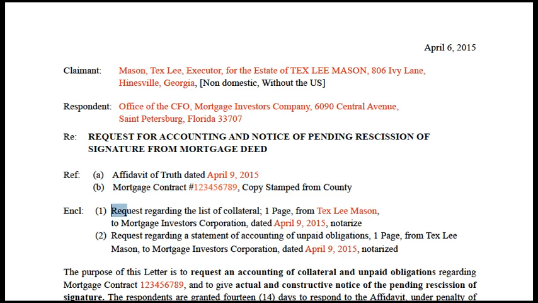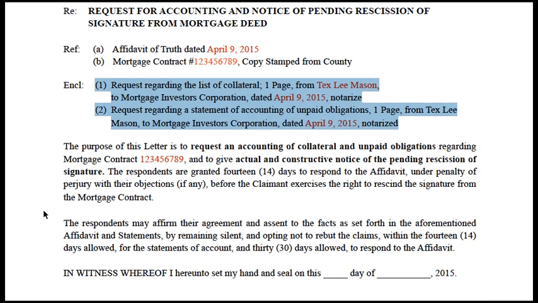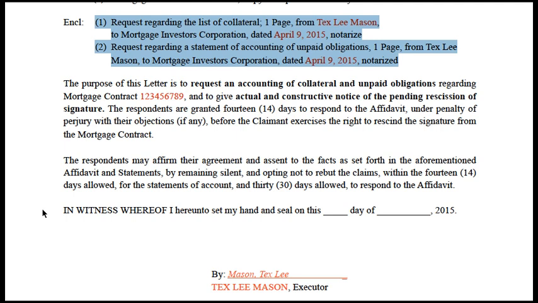Enclosure 1. This is something that you're enclosing with this. Request regarding list of collateral. That's under UCC Article 9, Section 210. Request regarding authentic statement of account. That's the second enclosure. That's also under Article 9, Section 210. Those are two different statements and burdens that they have to respond to under penalty of perjury that they will default to. And the letter explains it all.